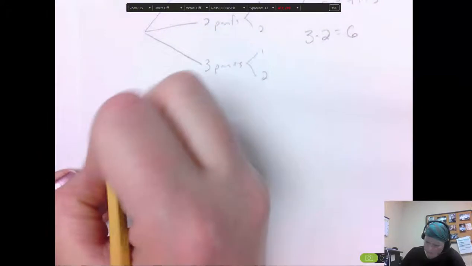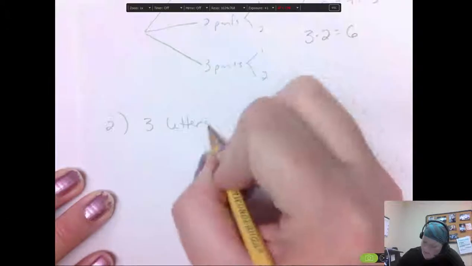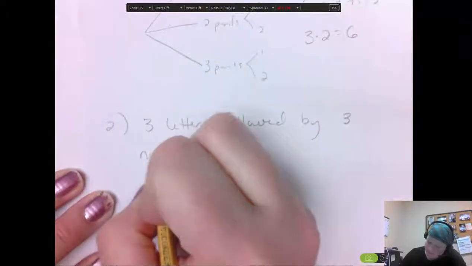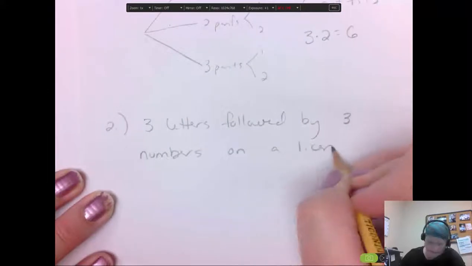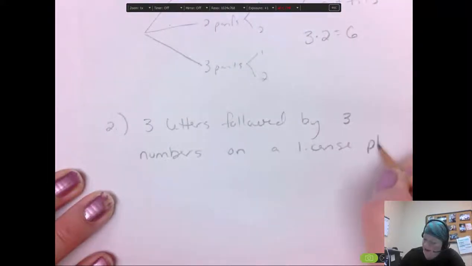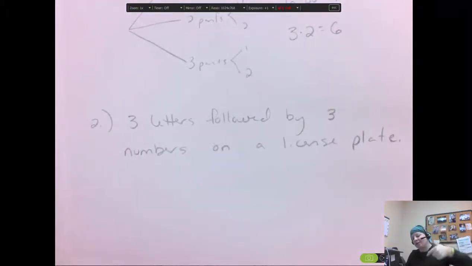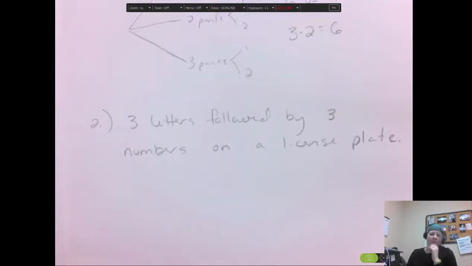Now, a tree isn't going to work very well when I say I have 3 letters followed by 3 numbers on a license plate. How many different license plates can I make? So I didn't write that part out, but you get it. Well, I don't want to do this because how many different letters will there be? 26, right? So I don't want 26 branches. So that's why we have to have this other way to figure out how many possibilities.